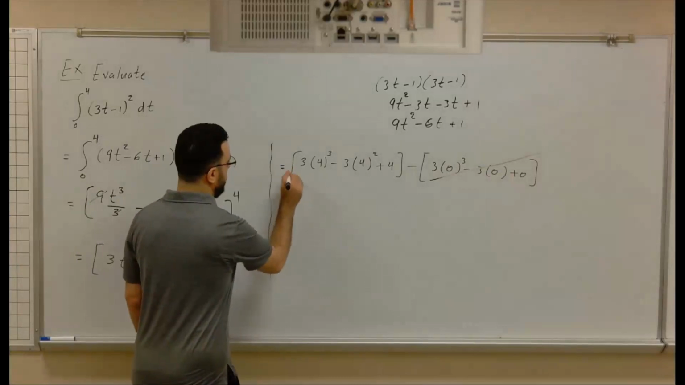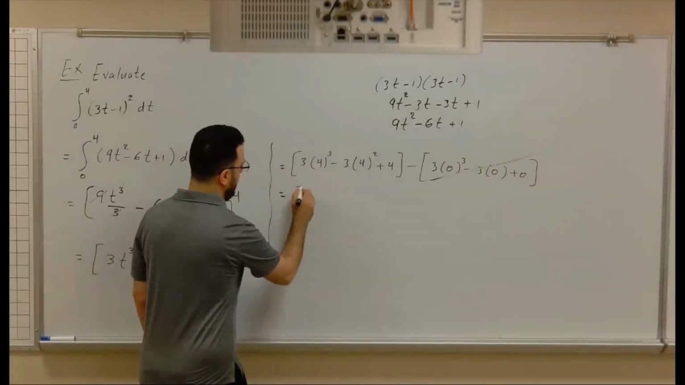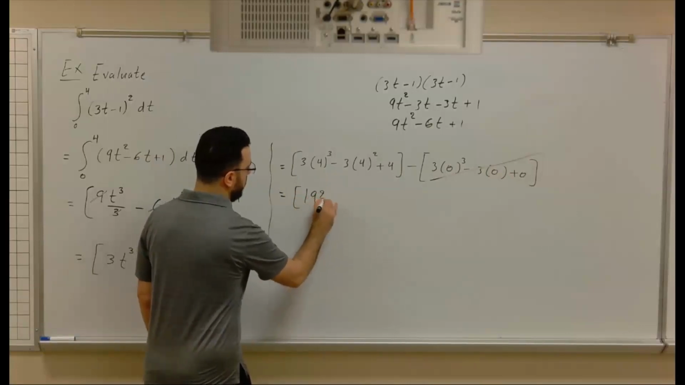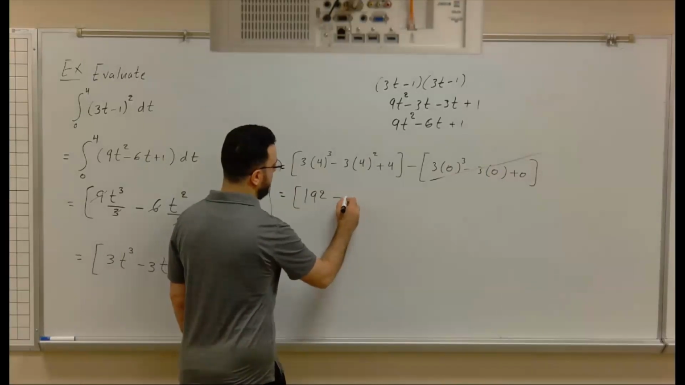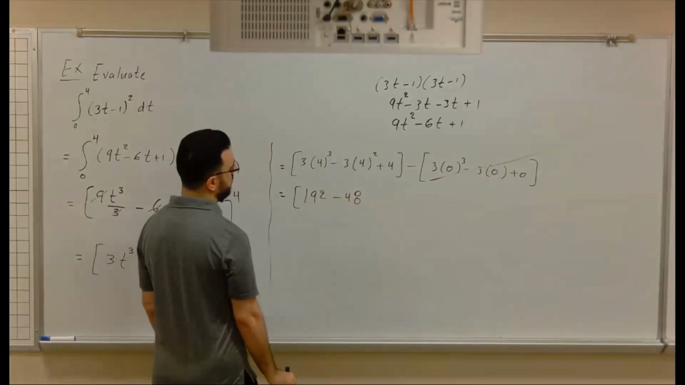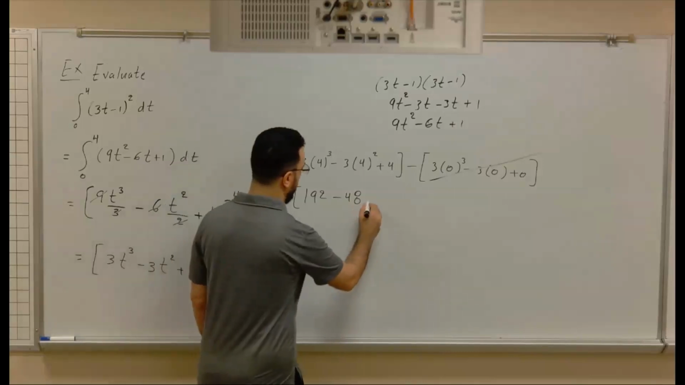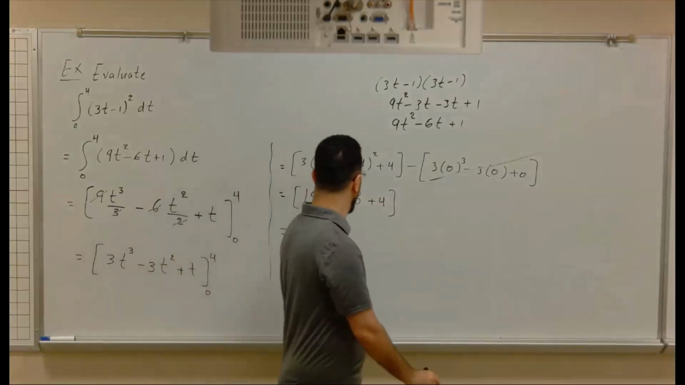Now, let's simplify this one. This one's going to be 3 times 64, which is 192. And here, 16 times 3 is 48, plus 4. Tell me, how much is going to be the result? 148.